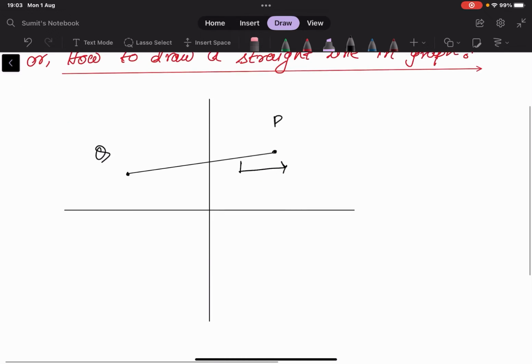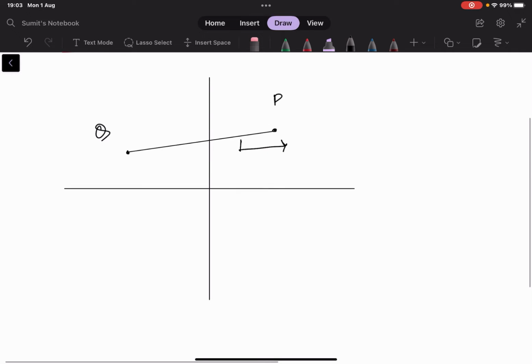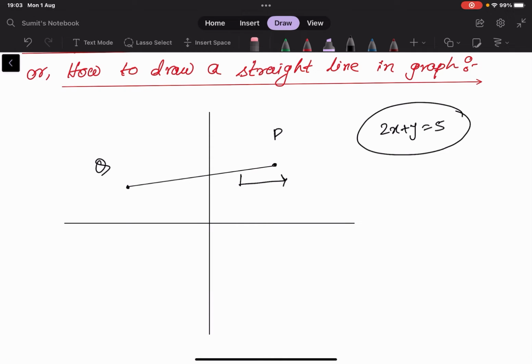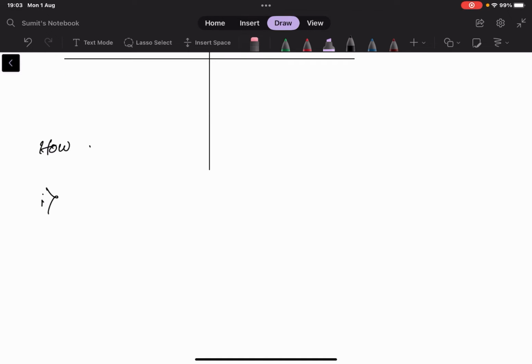That means a linear equation in two variables, for example, let it be 2x plus y equal to 5. If we draw this line in a graph, you will get a straight line like PQ. PQ is a straight line, right? You will get this type of straight line. How can a straight line be in a graph?